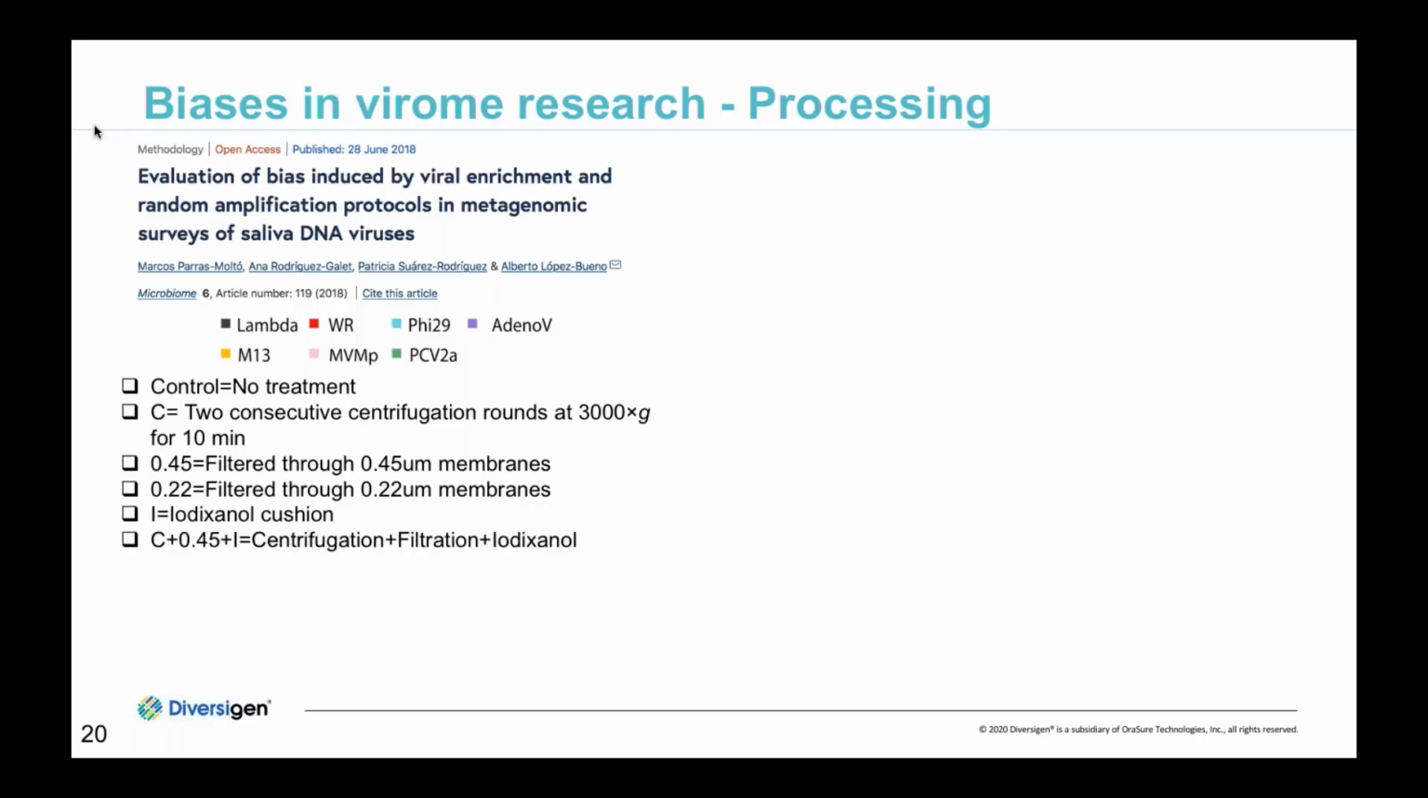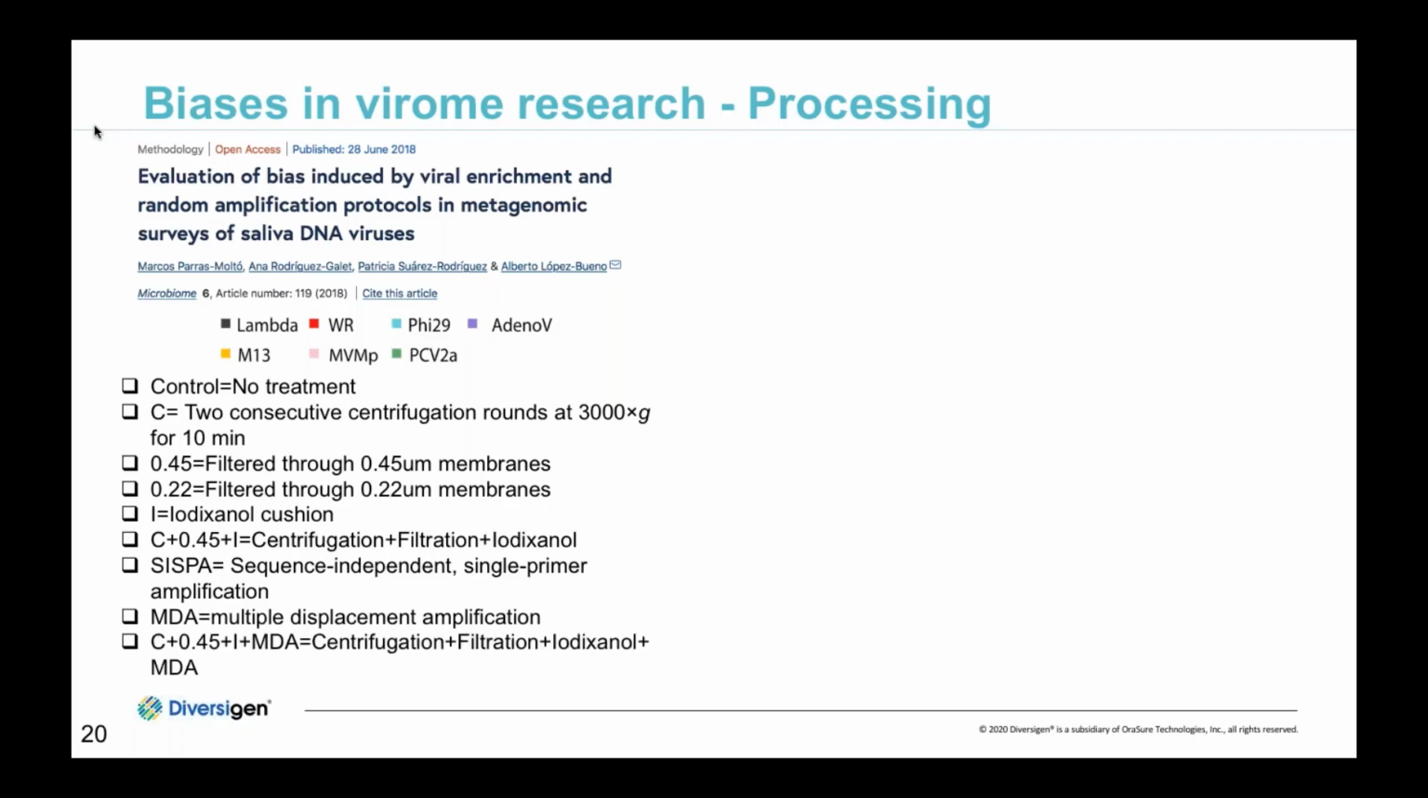The sixth arm of the study involved a centrifugation step as described, a filtration through 0.45 micron membranes, and the iodixanol cushion step. The seventh arm included an amplification method known as SISPA, or sequence-independent single primer amplification, which was used as a full genome amplification method for unspecific detection of viruses. The eighth arm of the study included a method known as MDA, or multiple displacement amplification, which does not employ sequence-specific primers, but amplifies all the DNA at a constant temperature. Finally, the last arm of the study included a centrifugation step as described, a filtration through 0.45 micron membranes, an iodixanol cushion step, and the step called MDA.